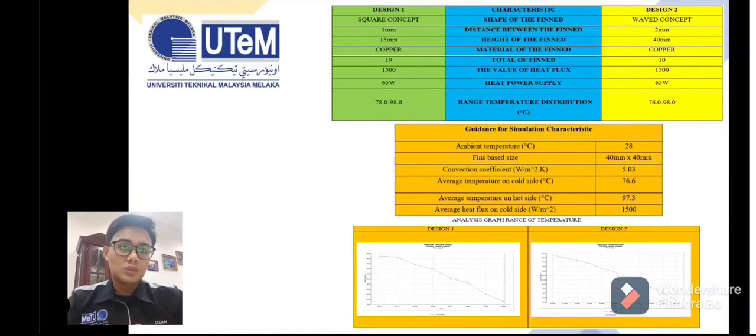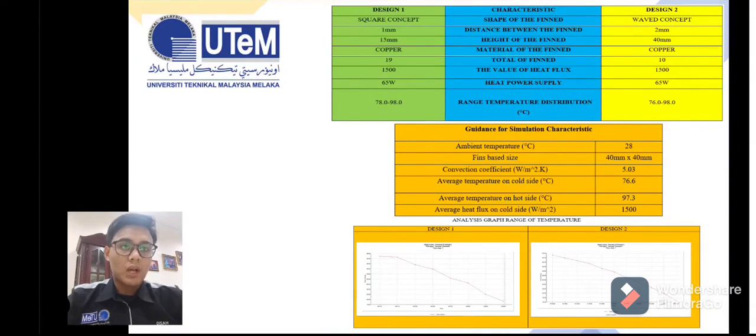About the characteristics, for design 1, we can see the shape of the fin. We use the square shape, and for design 2 we have a wave concept for the fin. We also have a different distance between the fins: for design 1 we use 1 millimeter, and for design 2 we add another 1 millimeter, becoming 2 millimeter.